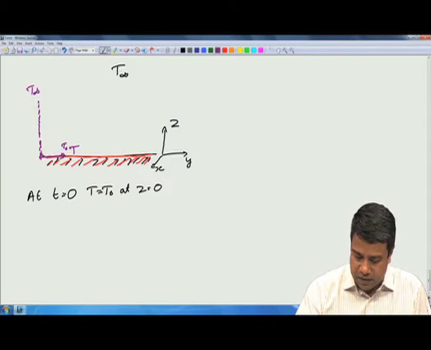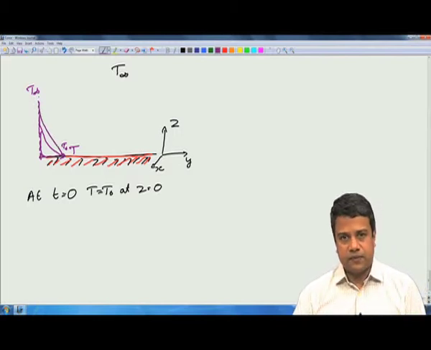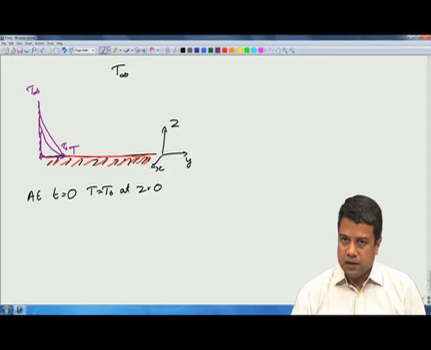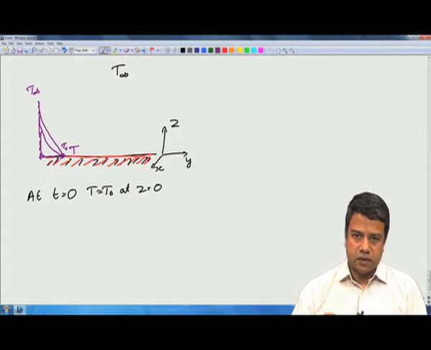Everything else is at T infinity, and as time progresses there will be a diffusion of heat from the surface, and the temperature will start to rise in some manner away from the surface. And what we would like to find out is how the temperature rises, what is the flux from the surface, and how does the flux vary with time.